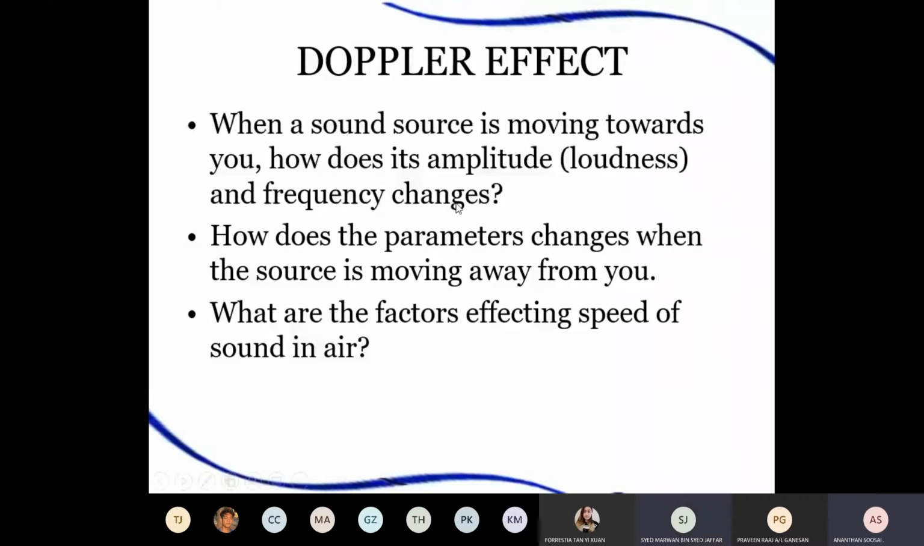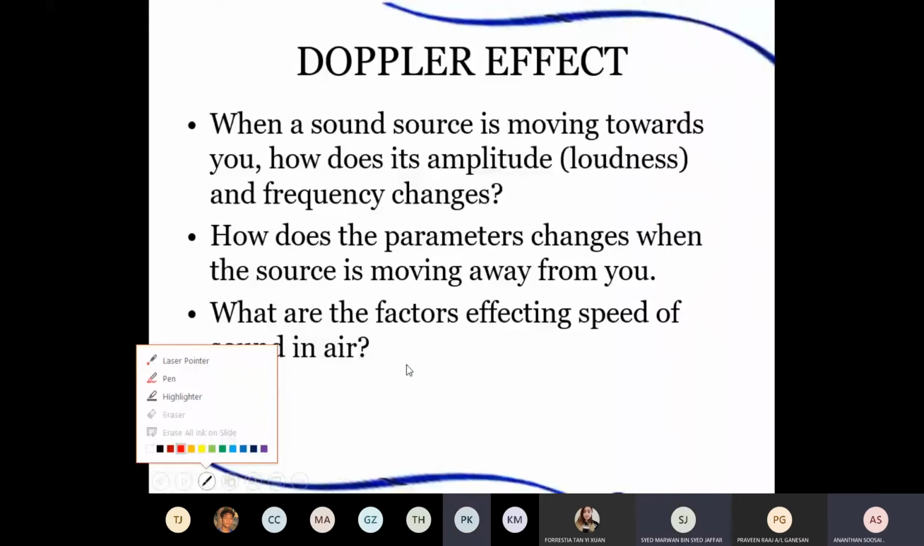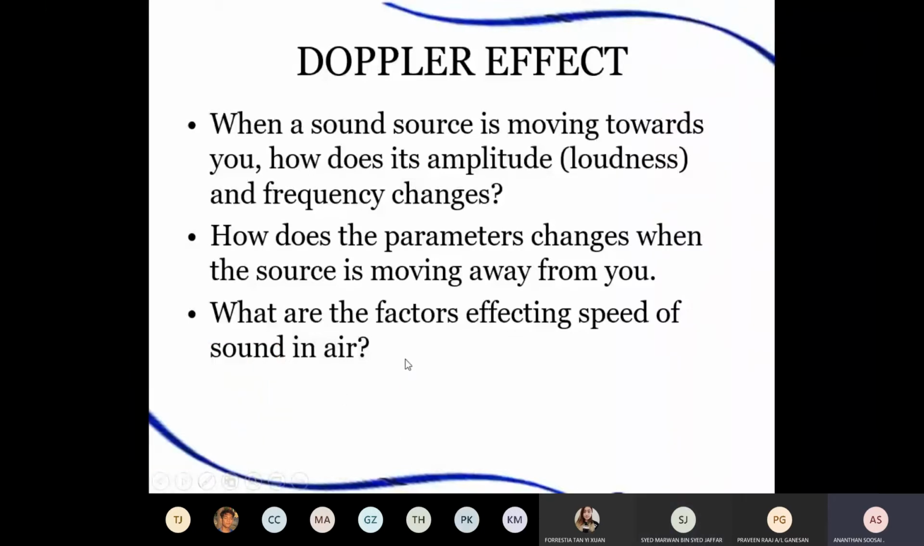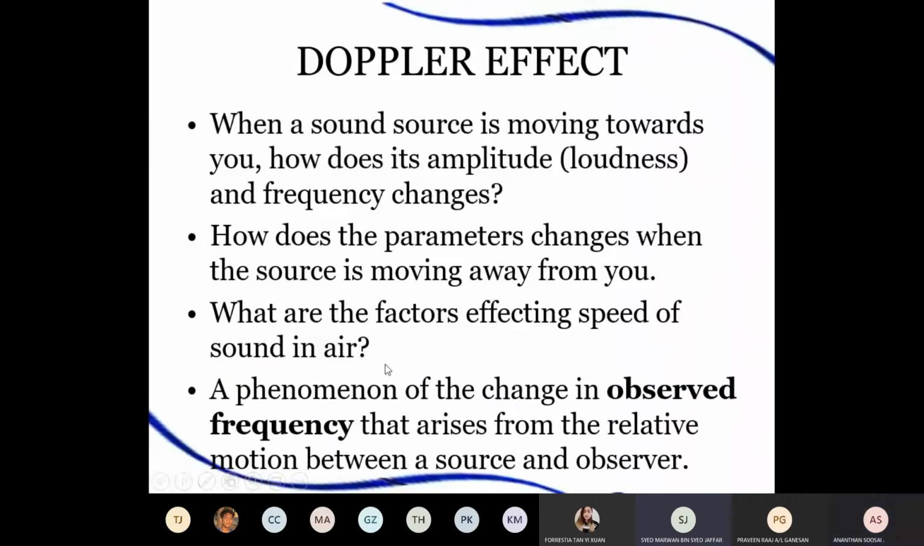Okay, next, another important question. Anyone, can you tell me the factors affecting the speed of sound in air? Two factors. What affects the speed of sound in the air? Density of the air. Very good. Any other factor? Pressure. Better answer, the density is linked to pressure. And another one is temperature. Temperature of the air affects the speed of sound.